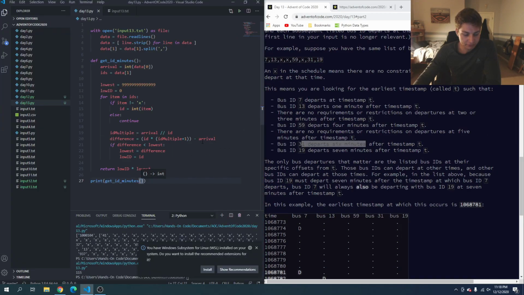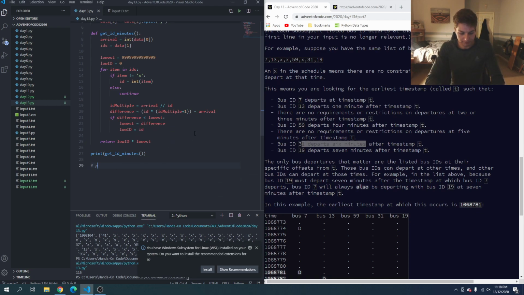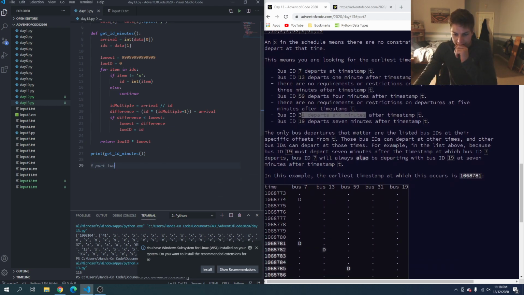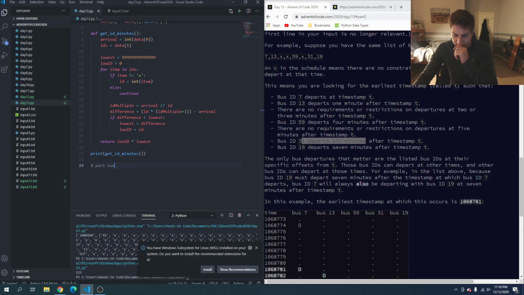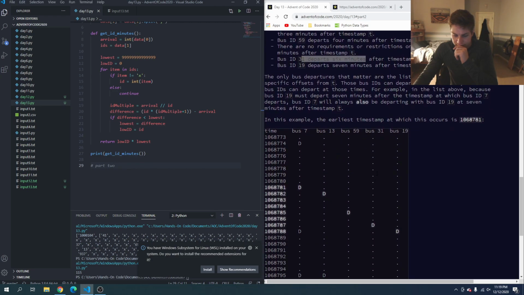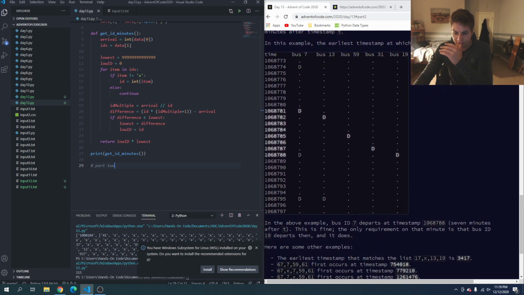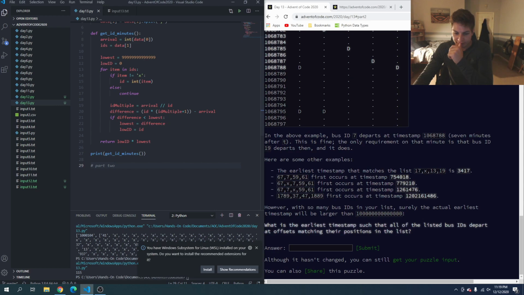Okay, so I think what we have here for part 2 is that we're just going to be finding that time where they all kind of happen in a row. So yeah, you can see here, they all kind of happen in a row. But then they say, however, with so many bus IDs, it'll be larger than whatever this number is. So they don't want us to use brute force.